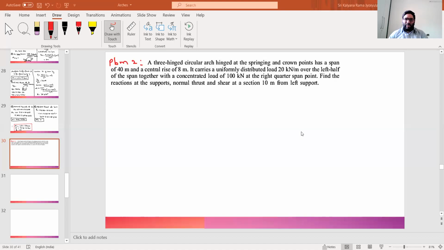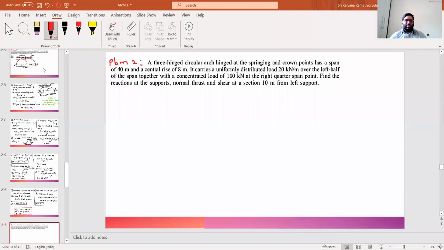So welcome back, all of you, to the structure analysis class. In today's class, we will be learning how to analyze a three-hinged circular arch. In the previous class, we have seen the parabolic arch.